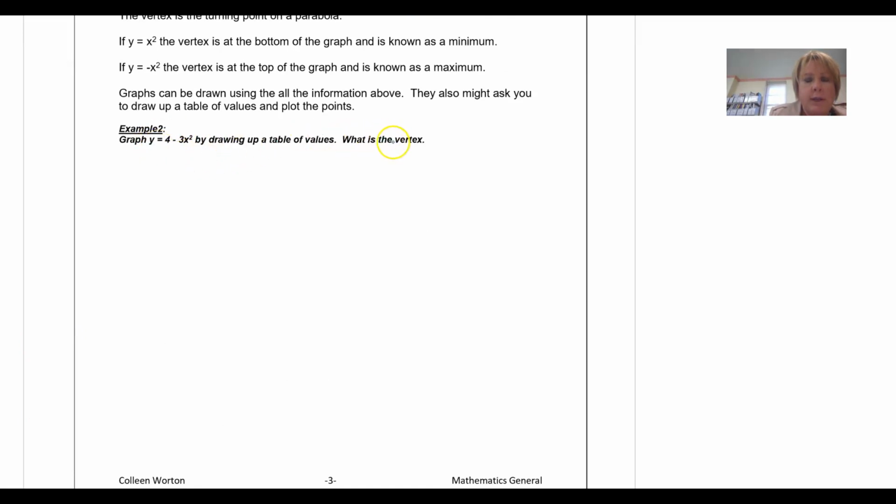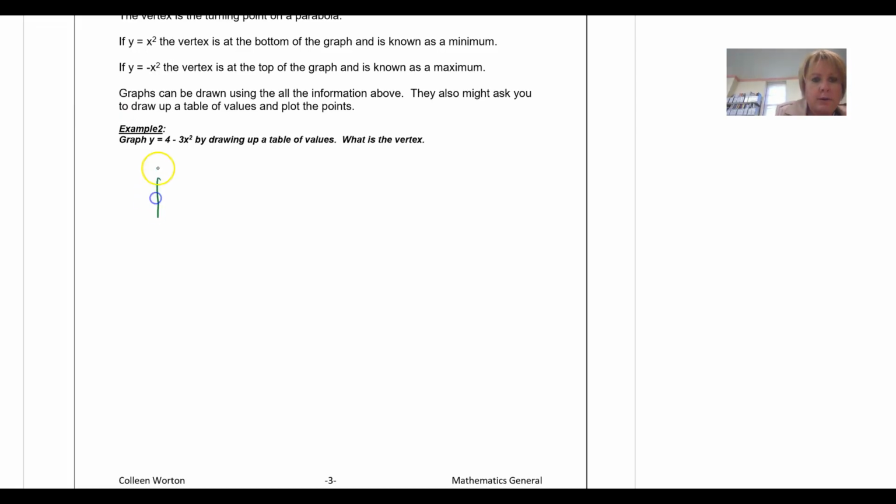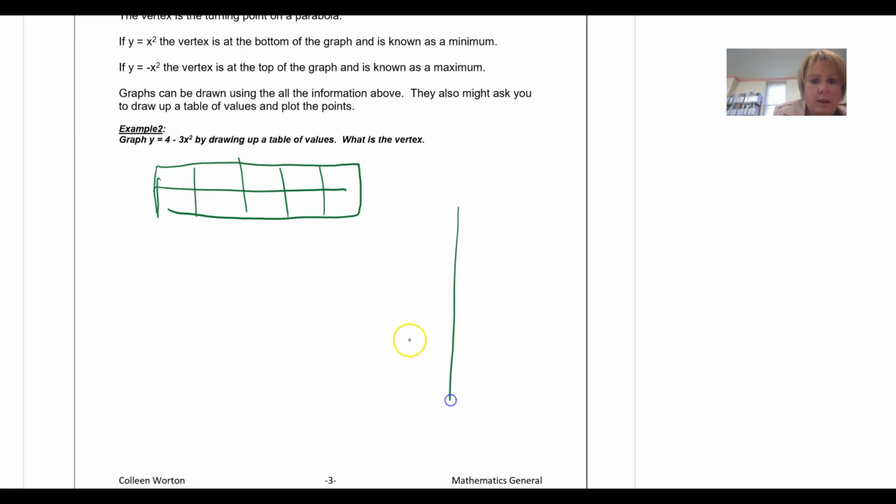So graph by drawing up a table of values. What is the vertex? So a table of values, if I insert a table, where did it go? Anyway, I'll just draw it. I don't really like a table of values because I think I know enough here without the table of values. I could have put -2, -1, 0, 1, 2 and seen what happened, but doesn't this tell me it cuts at 4 and that it's sad?